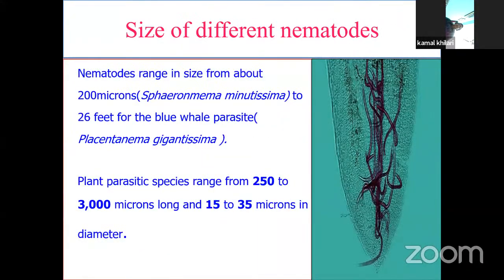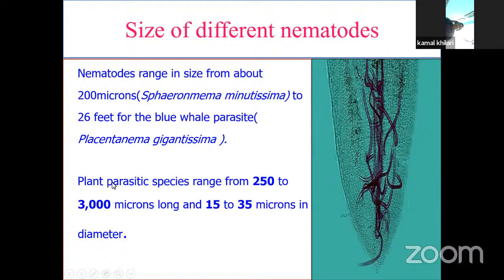And then if we talk about the size of nematodes, we are talking about nematodes in general, non-specific, not only about this plant parasitic nematode. So in general, the nematode size may vary. The smallest nematode may be 200 micron, meaning 1/5 of 1 mm. And the largest size of nematode is 26 feet. The nematode which parasitizes in the blue whale may be 26 feet.